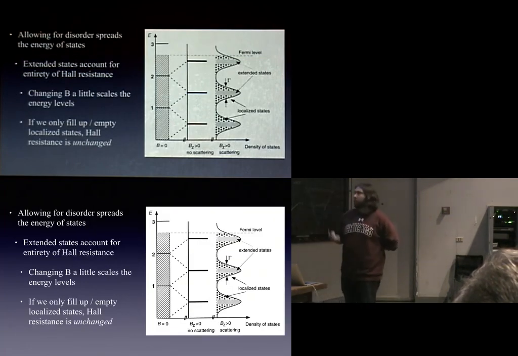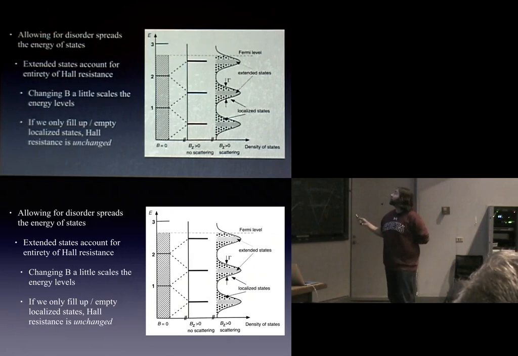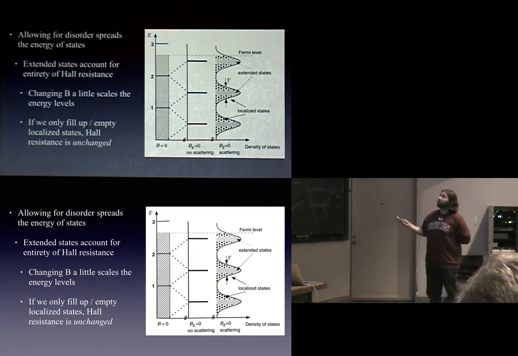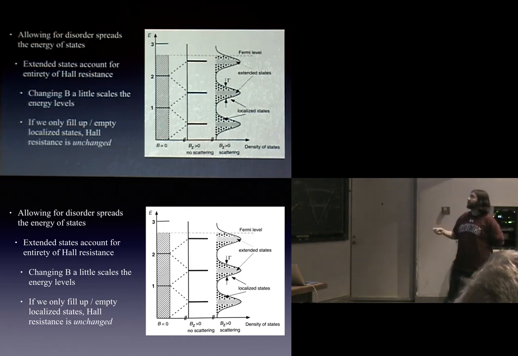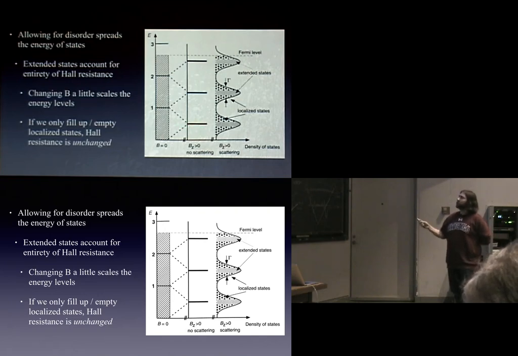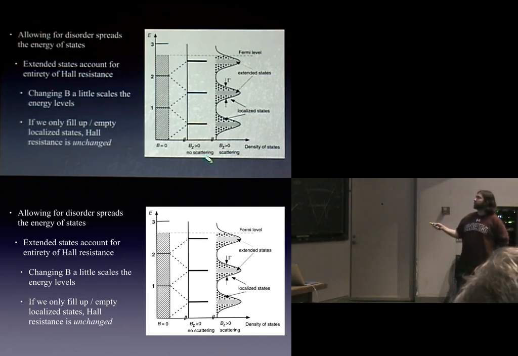So pictorially, remember a few weeks ago we talked about pictures of densities of states, and so here's a picture of kind of the density of states before and after we make too many approximations. So here, if there's no magnetic field, there are no Landau levels, it's not interesting. Scattering is the same thing as disorder. Don't worry about that particular nomenclature.